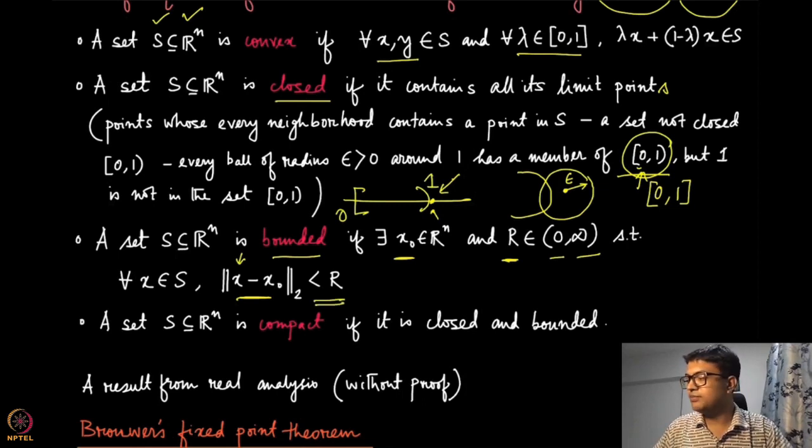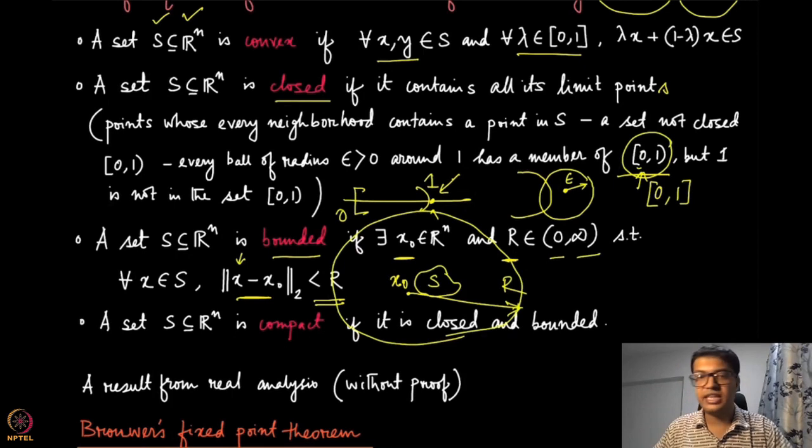So let's say we have a set S, which is looking like this. It is in R2 again, a two dimensional plane, and suppose there is a point x0 and there is a radius, let's say R, and then you can draw this circular ball around this x0 point. All the points that you can pick from this set S, the Euclidean distance between x and x0 will be bounded within that R.